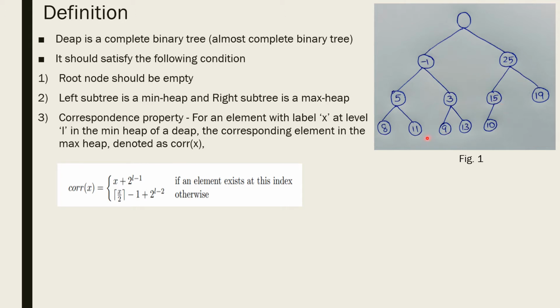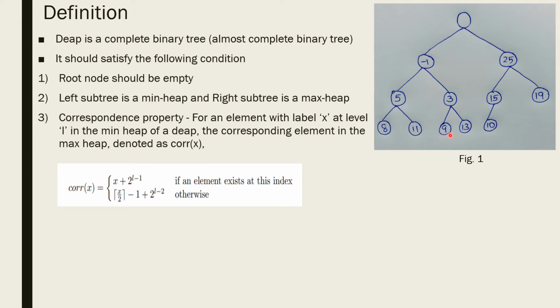So in such cases, when the element is not directly present, what we do is that for finding the corresponding element of 11, we take the corresponding element of 11's parent to be its corresponding element. See, now 5 is 11's parent and 5's corresponding element is 15. So 11's corresponding element will be 15.